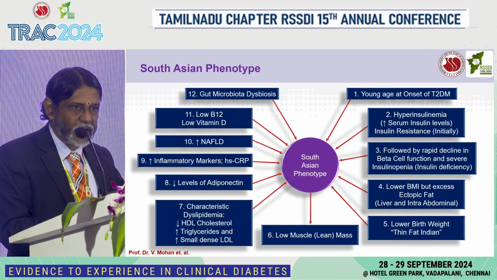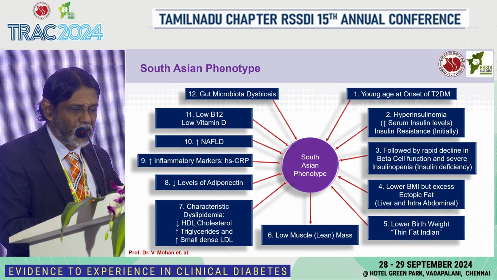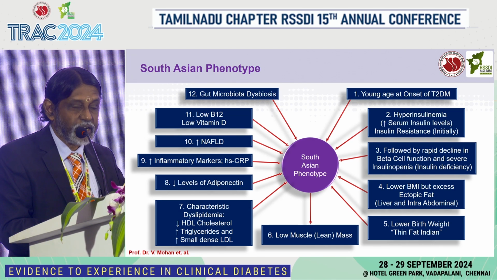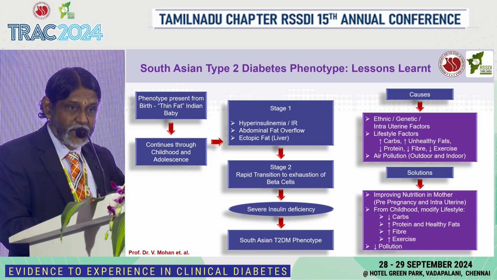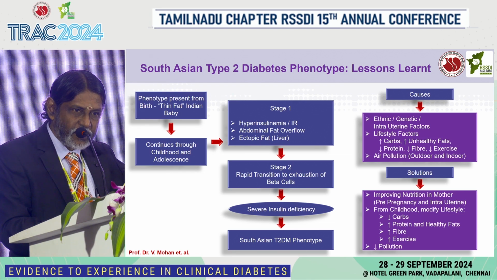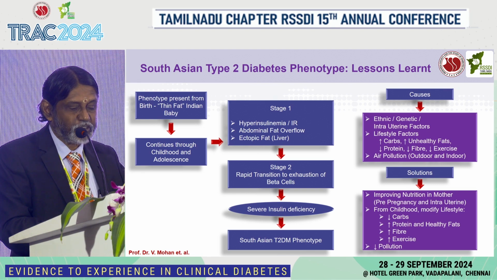The South Asian phenotype, endorsed by Professor Dr. V. Mohan et al., the so-called Asian phenotype, has earlier onset, hyperinsulinemia, rapid decline in beta cell function, lower BMI, lower muscle mass, reduced levels of adiponectin, increased circulating inflammatory markers, and so on. The lessons learned: causes are ethnic, genetic, and multiple factors, including lifestyle factors. Improving nutrition, especially reducing carbohydrate intake, increasing protein, restricting fat intake, and, a very important thing, minimizing exposure to pollution.